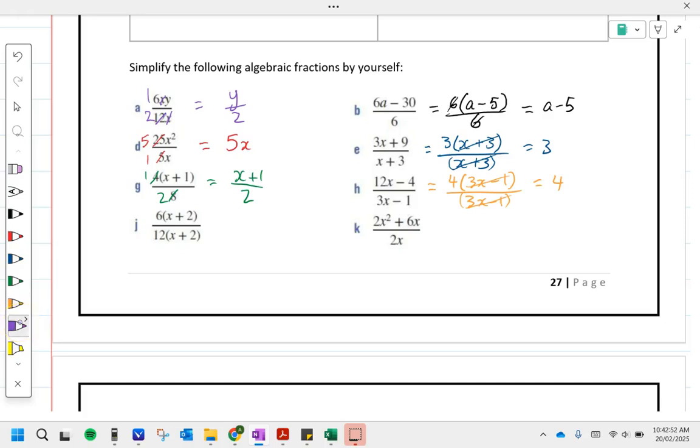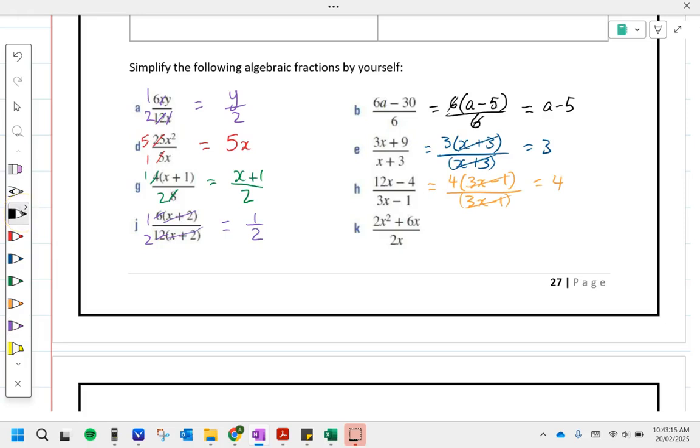Question J. Nice. Both the top and bottom are factorized. 6 times x plus 2 and 12 times x plus 2. So x plus 2's cancel. 6 and 12 both divisible by 6. That's 1. That's 2. So our answer is half. 1 over 2.